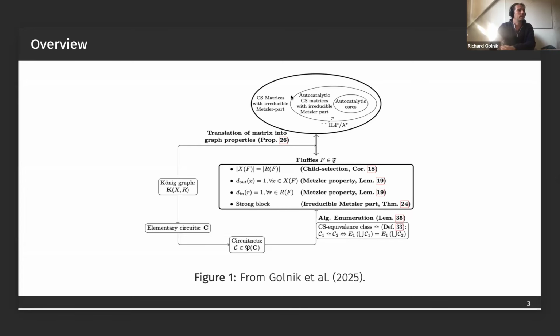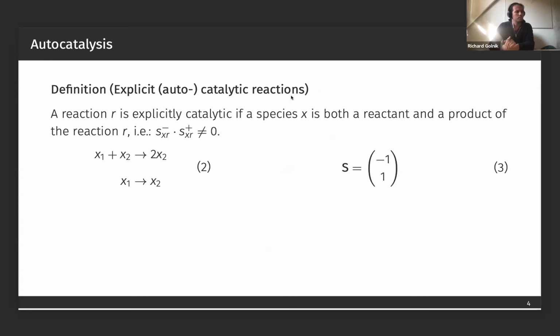So I'm going to explain all of this in more detail now. So let us start, but I want to say something before I start with the definition of an autocatalytic matrix, which you maybe all know. What I'm not going to talk about, or what is not included in this work, are explicit catalytic reactions.